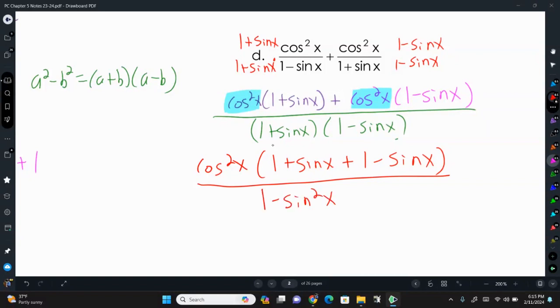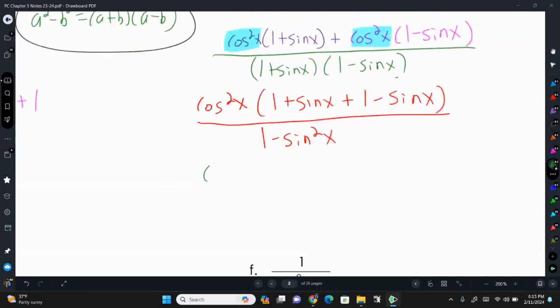all over the denominator, which changes into 1 minus sine squared because of what we talked about here. It's just going in reverse. A plus b times a minus b, we have 1 plus sine times 1 minus sine gives me 1 minus sine squared. And yes, you could FOIL that out if you want to and simplify it, but that is something that we should be comfortable with doing and simplifying a little bit quicker.